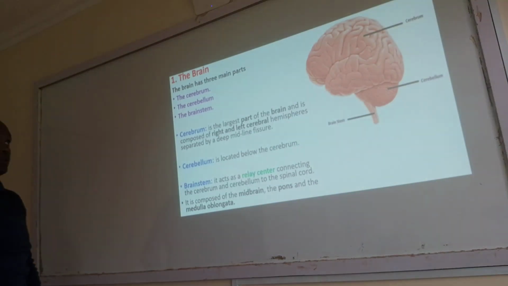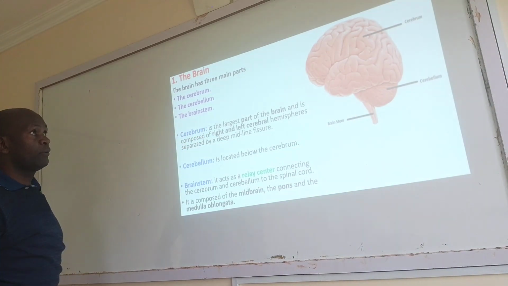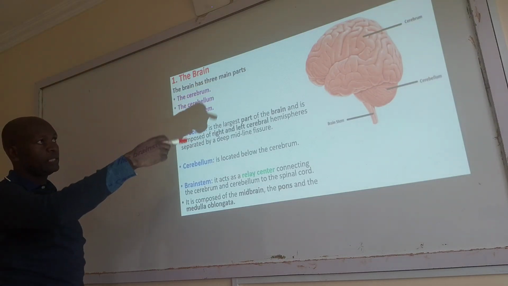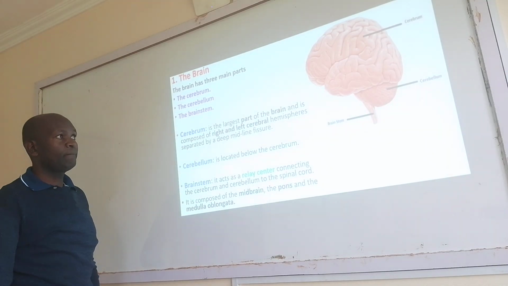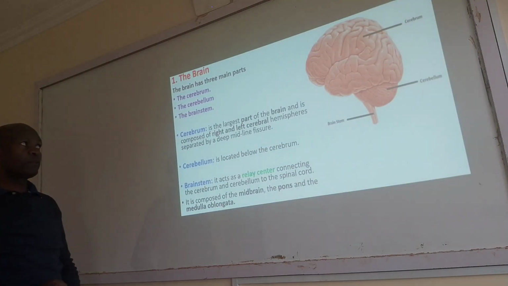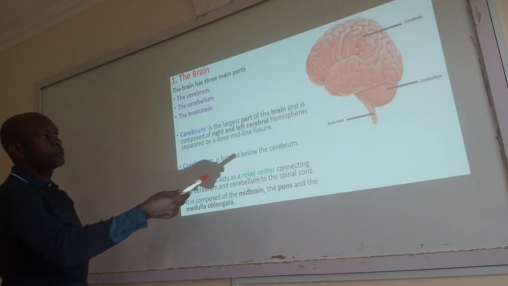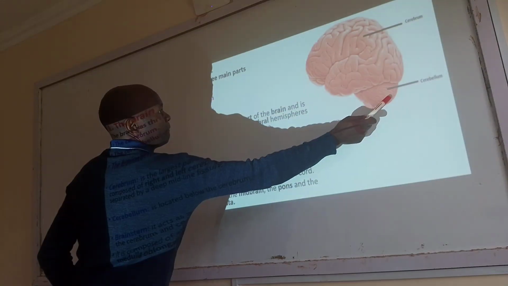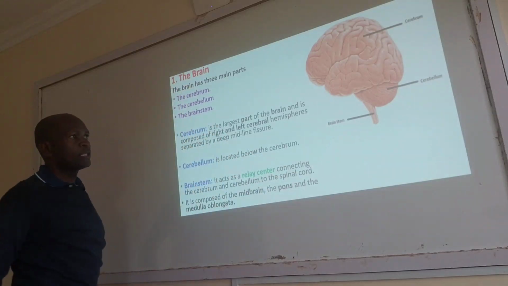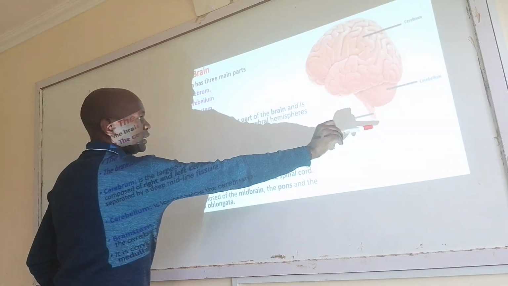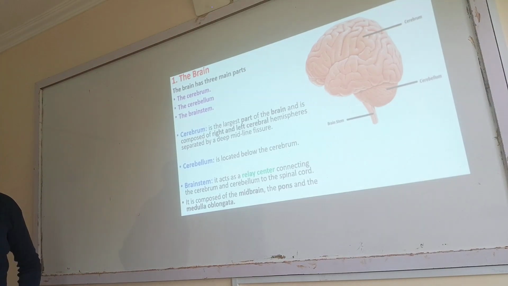So the human brain looks like this. This is how the human brain looks. And there are three main parts. What you are seeing, the large portion, is what we refer to as the cerebrum. There's a small portion down here. Down here, we call it cerebellum. And then what is projecting toward the spinal cord is what we refer to as the brainstem.